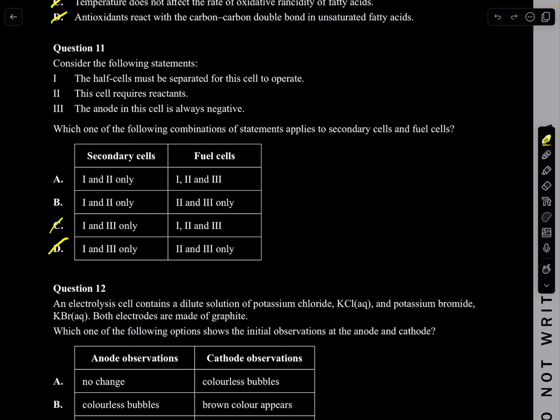Let's have a look at 1. The half cells must be separated for the cells to operate. Absolutely. Fuel cells are galvanic cells. They occur in a spontaneous reaction. If those two reactants come together, they will react, so we don't want that to happen. That's why we have to separate them. So choose A. They must be separated.